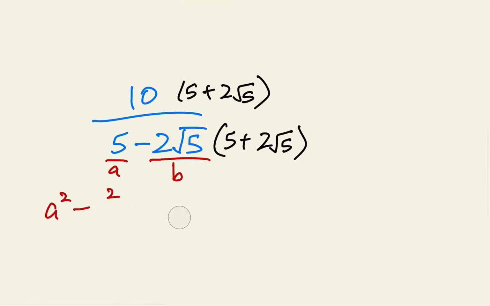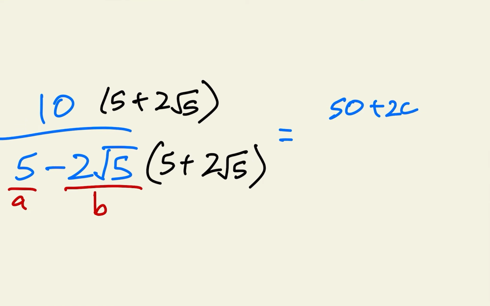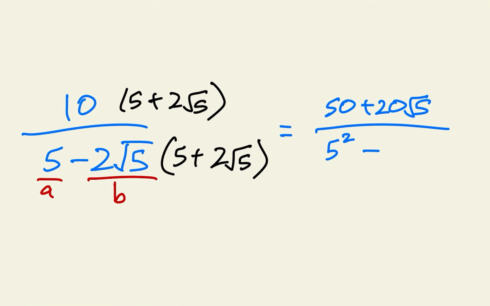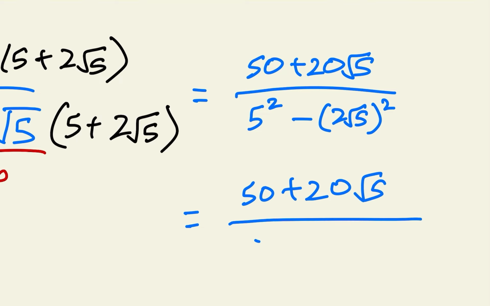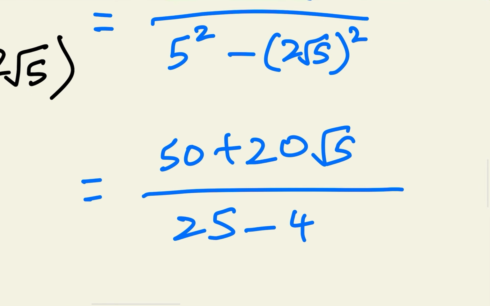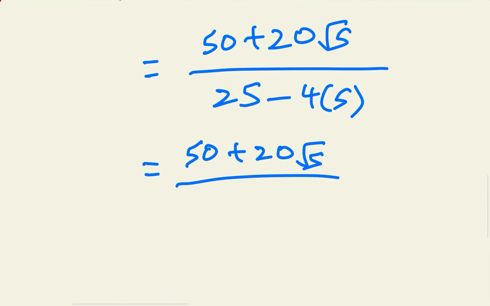So with this we'll get 10 times 5, which is 50, plus 10 times 2, which is 20, square root of 5, over 5 square minus 2 times square root 5 square. If we work that out, 25 minus 2 square will give us 4, and square root 5 square will just give us 5. So taking all of this out, it will give us 25 minus 4 times 5, which is 20. So that will just give us 5.